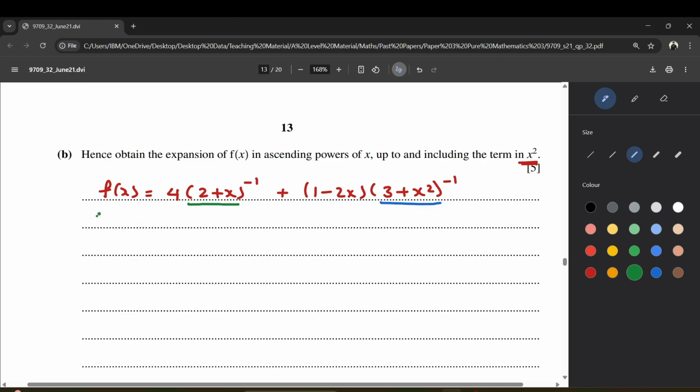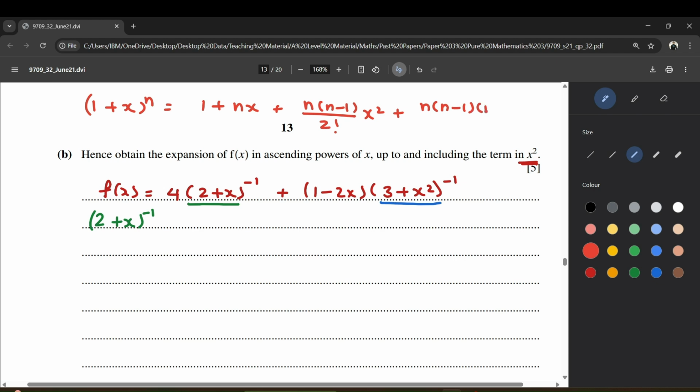So 2 plus x to the power of minus 1. Now you can see that the binomial expansion formula that we use is 1 plus x to the power n is equal to 1 plus nx plus n times n minus 1 over 2 factorial x square plus n times n minus 1 times n minus 2 over 3 factorial x cubed. Because we're only interested in this part, I'm just going to limit my formula to this portion.